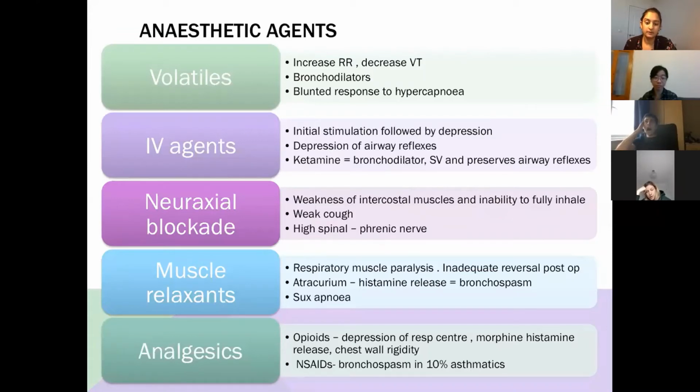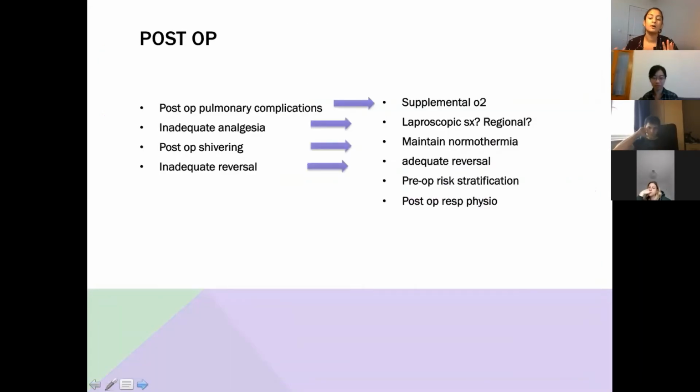Analgesics, so opioids cause depression of the respiratory center and blunt the response to hypocapnia as well. Morphine can cause histamine release, and stronger opiates such as fentanyl and alfentanil can cause chest wall rigidity as well, theoretically. The other risk in asthmatics is bronchospasm with NSAIDs, and apparently 10% of asthmatics do get this, so it's better to avoid them. So post-operatively, things to consider.